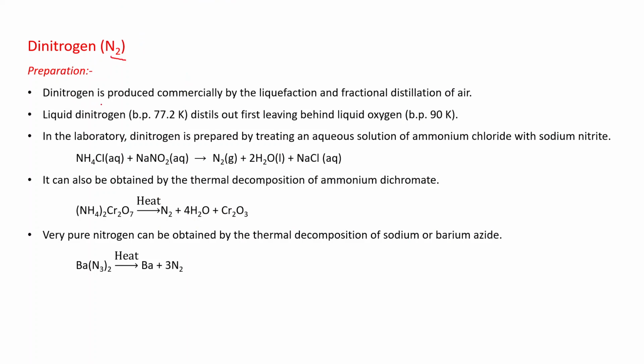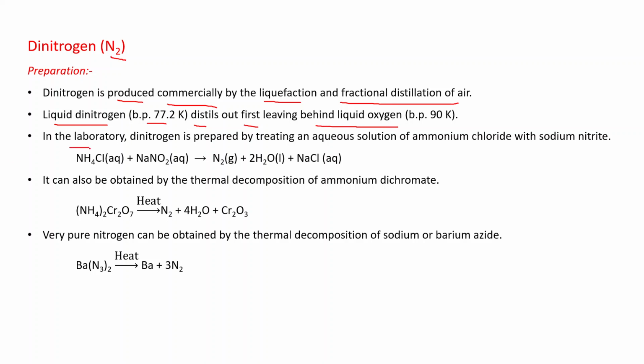Preparation. Dinitrogen is produced commercially by the liquefaction and fractional distillation of air. Liquid dinitrogen, whose boiling point is 77.2 Kelvin, distills out first, leaving behind liquid oxygen. That is, from fractional distillation we can separate dinitrogen from air.